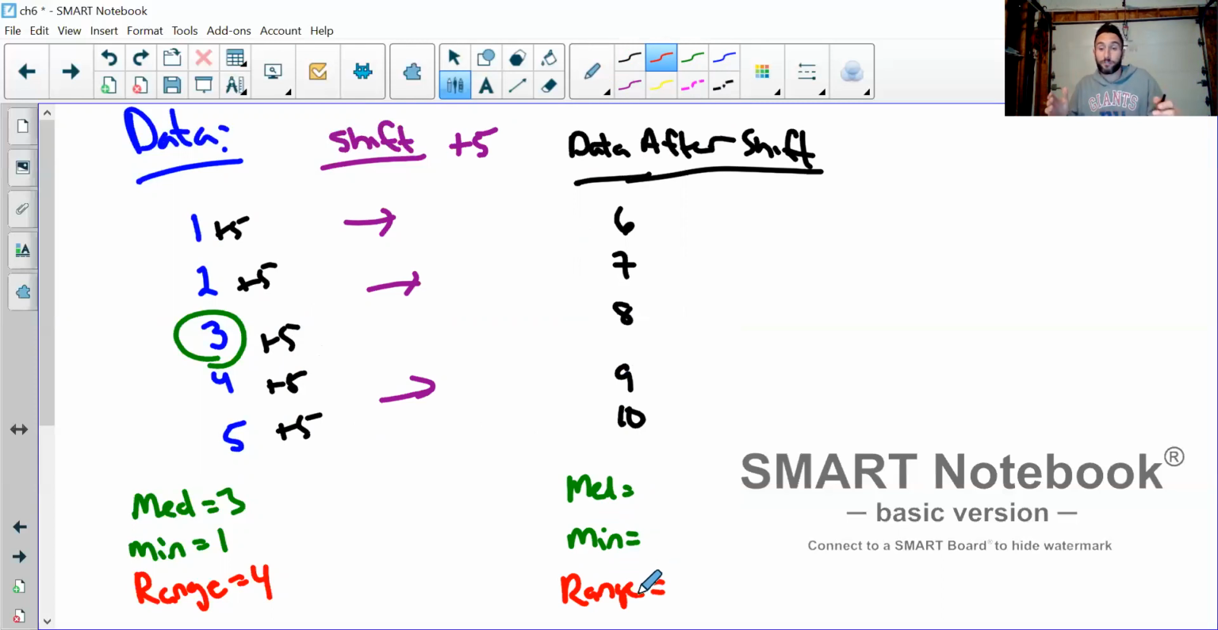What happened to the measures of position? What happened to the measures of spread? And now that you've unpaused it, we can see over here quite clearly, it's all pretty simple, no big deal.